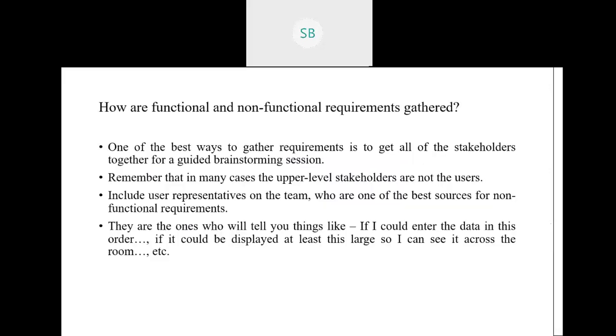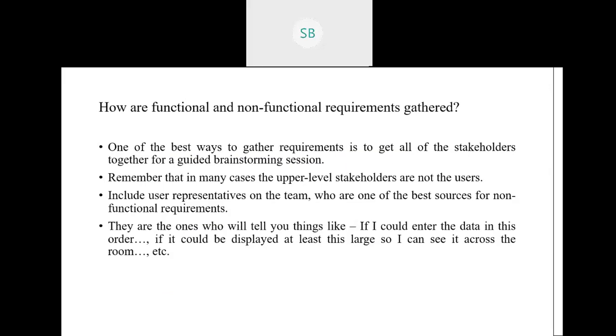The next topic is how these functional and non-functional requirements are gathered. Basically they are gathered by having a meeting with your stakeholders, with all the users of the system, and only then can we have a good understanding of the requirements. So they call for a brainstorming session. What does this brainstorming session mean? All of them sit together, like at a round table, and have a discussion on the topic: what are the things they want, and what requirements are needed.